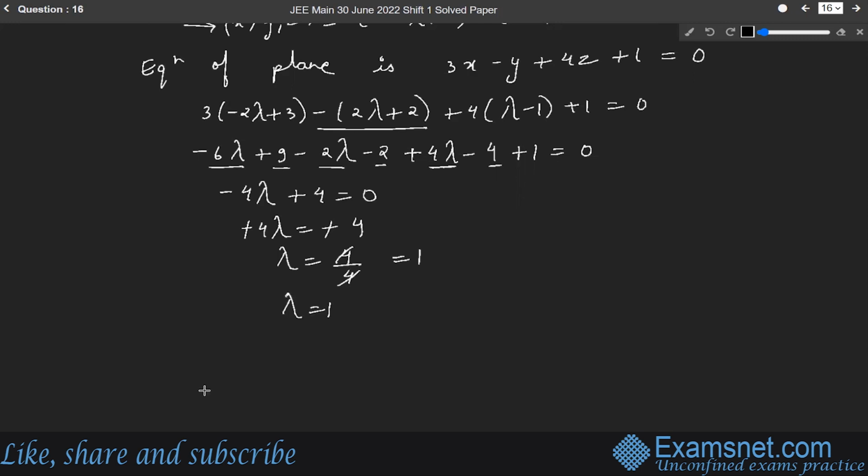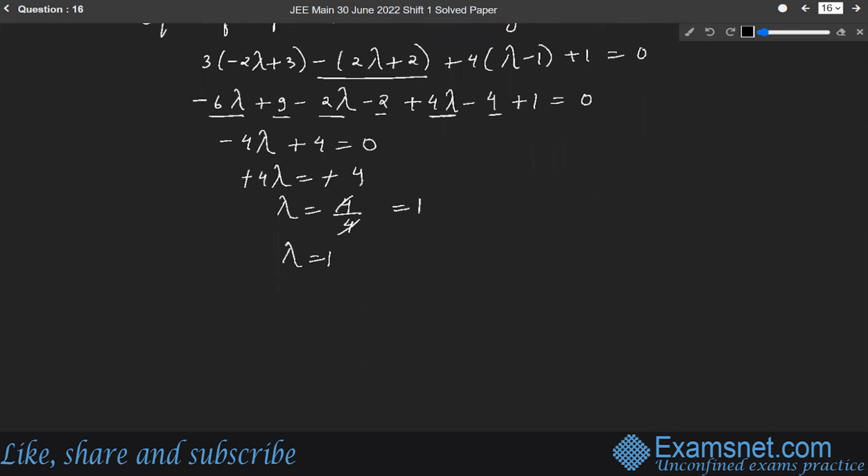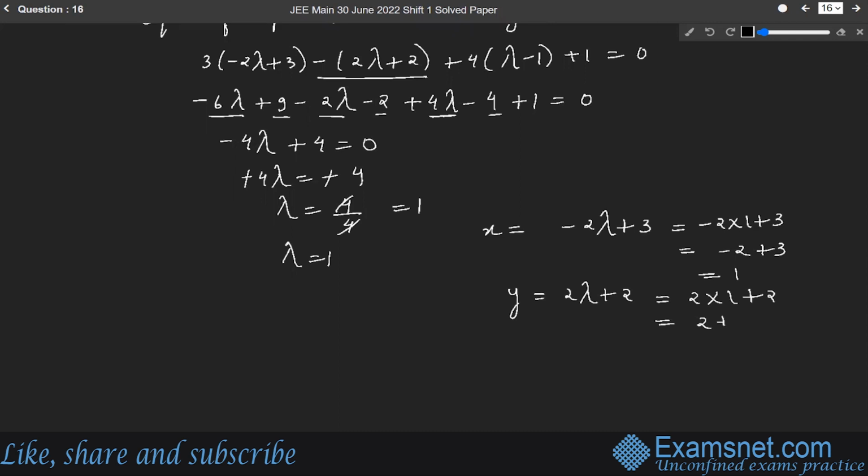Now since we have the value of lambda, we can calculate the actual value of the coordinates by putting the value here. What is lambda? Lambda is 1. What is the coordinate of x? X is minus 2 lambda plus 3. So it will be minus 2 into 1 plus 3, which is minus 2 plus 3, which is equal to 1, right? Similarly, y. What is y? It is 2 lambda plus 2. So 2 into 1 plus 2. So it is 2 plus 2, which gives 4. And now z. Z is lambda minus 1. What is lambda? 1. 1 minus 1 is 0.